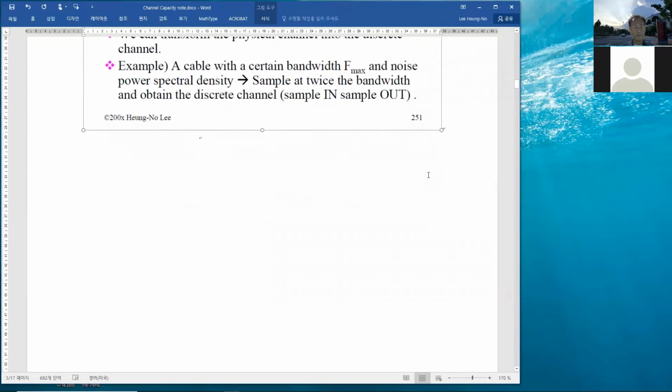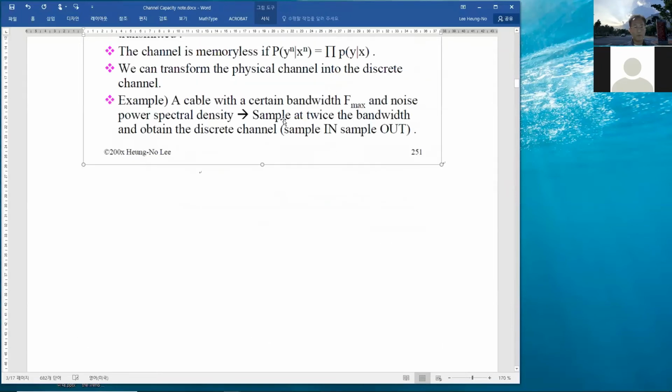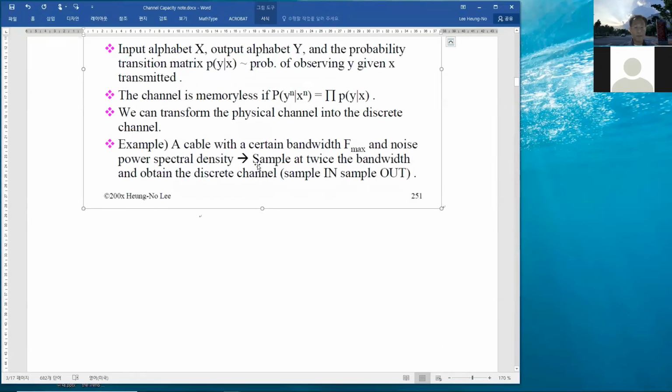So you can read about this if you have taken the digital communications course in your undergraduate years, then you can understand this, but I will not talk too much about this one for now.